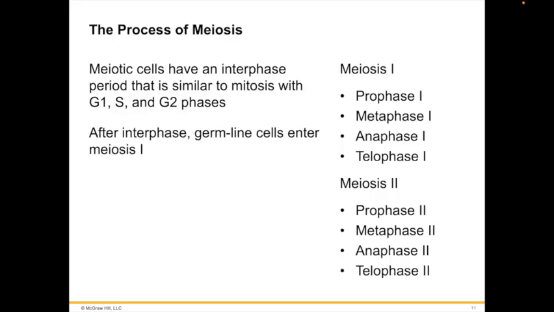Meiotic cells have an interphase period that is similar to mitosis with G1, S, and G2 phases. After interphase, germline cells enter meiosis 1. In prophase 1, the DNA coils tighter, and individual chromosomes become visible under the light microscope as a matrix of fine threads. Because the DNA has already replicated before the onset of meiosis, each of these threads actually consists of two sister chromatids joined at their centromeres.